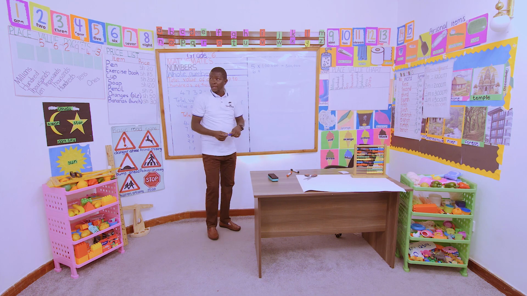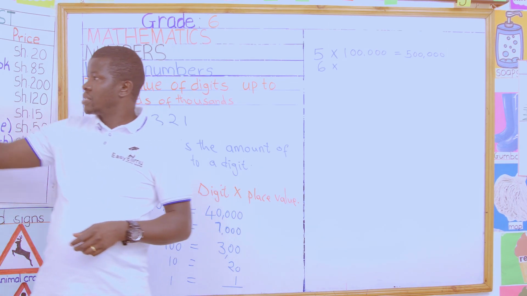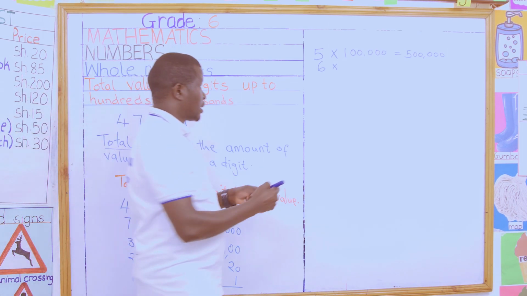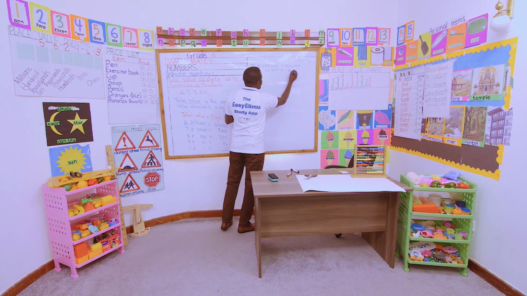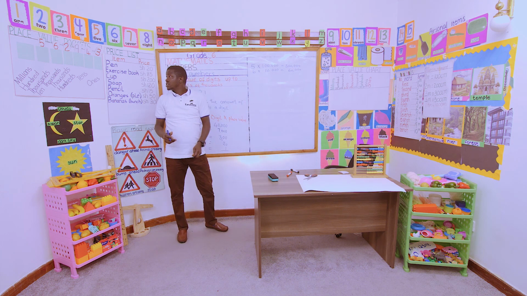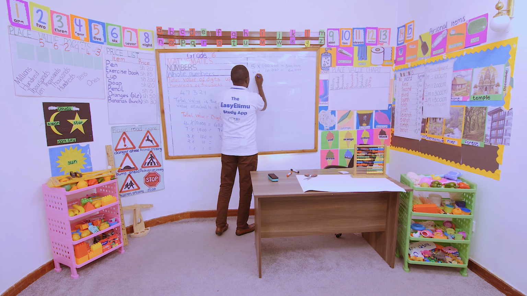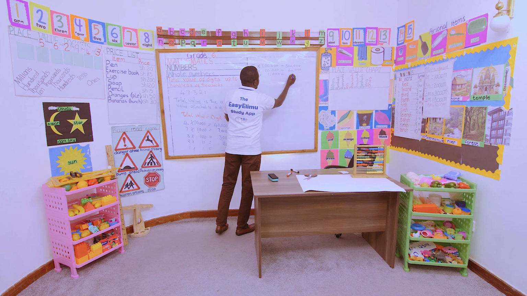The next digit is digit 6. 6 you multiply by its place value, which is 10,000. So you multiply by 10,000 and you get 60,000 as its total value. The next digit is digit 2. 2 you multiply by its place value, which is 1,000. And once you multiply, you get 2,000.